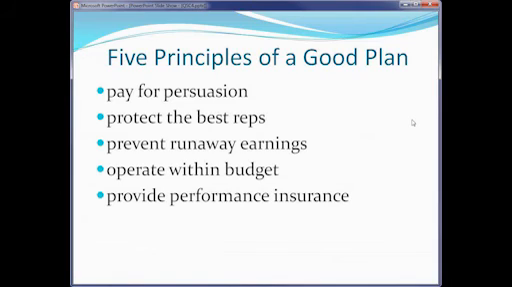Now, the first thing that we would tell people, or I would tell you, is that there are 5 principles of a good plan. And these are very important. I want you to understand what each one of them are so that when you're thinking about what you're going to do with your plans in the future, you'll be well armed and can make sure that you're thinking about the things that matter. The first item is that sales compensation is supposed to pay for persuasion.